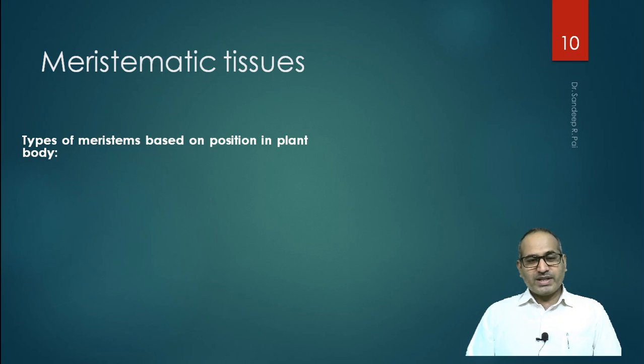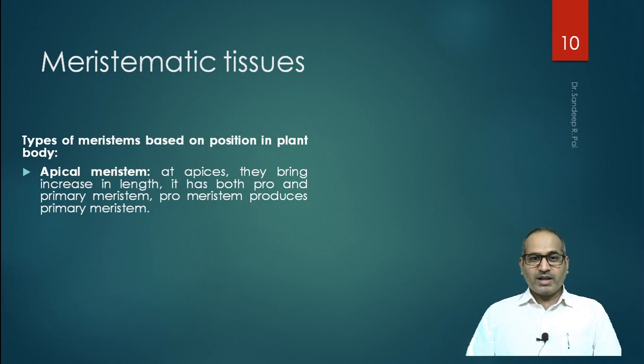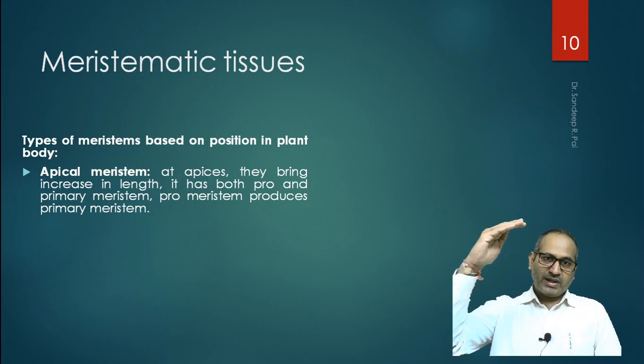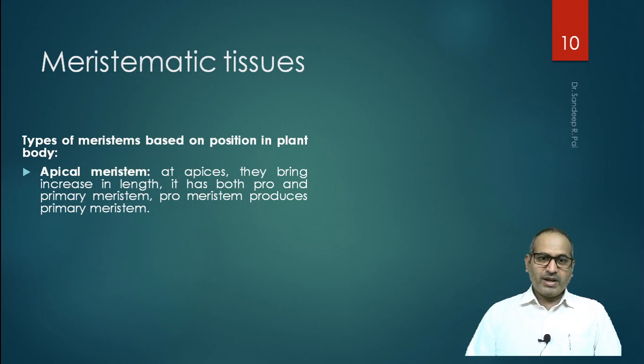Now, we will see types of meristems based on position in plant body. Apical meristem: these are present at the apex or the apices. They bring increase in the length. So, the plant increases in the length this way or the other way because of apical meristem. It has both pro and primary meristems in it.